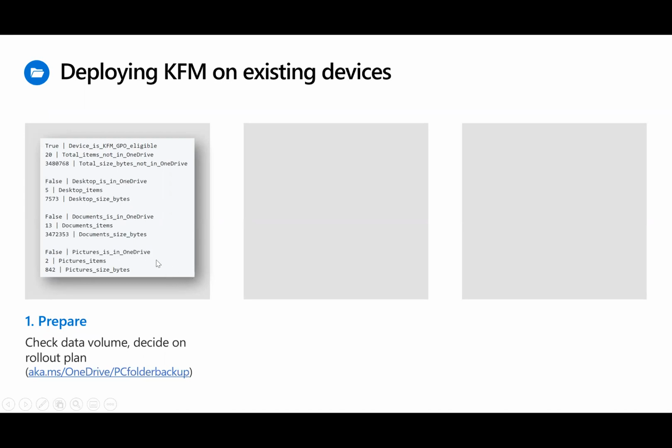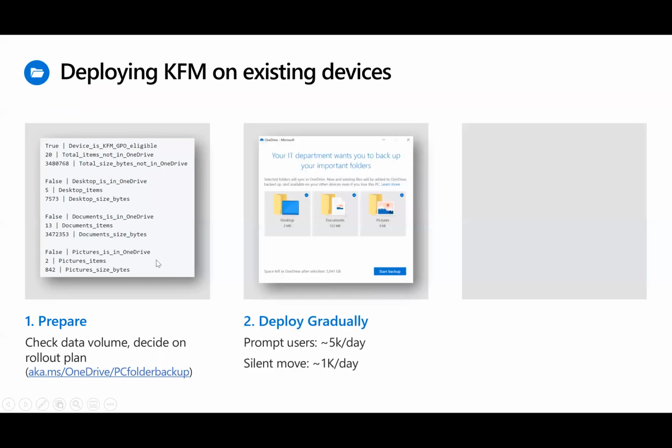So that's kind of one thing to take a look at. But the main thing is really deploy gradually. And that's really important because on existing devices, users can have gigs and gigs of data, especially if they've been at the company or the organization for a long time. And so deploying gradually is super important to avoid a giant spike on your network and also on the backend service that can then cause delays in other parts of the OneDrive and SharePoint experiences.